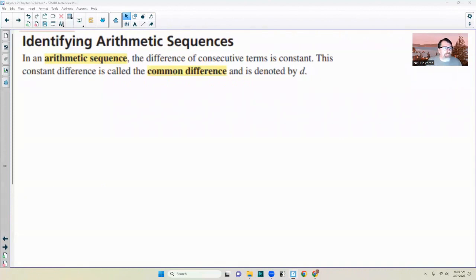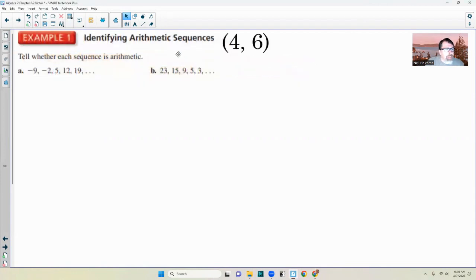Okay, so identifying arithmetic sequences. In an arithmetic sequence, the difference of consecutive terms is constant. This constant difference is called the common difference and is denoted by the variable d. Okay, so that's what we're going to do here. So example 1 says identifying arithmetic sequences, tell whether each sequence is arithmetic.